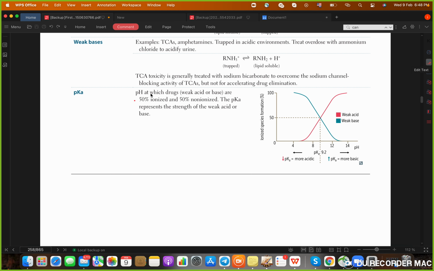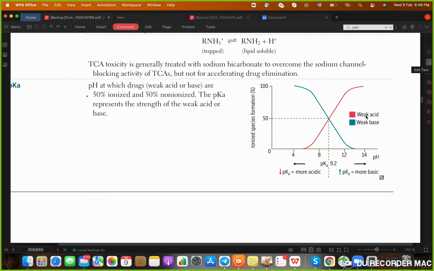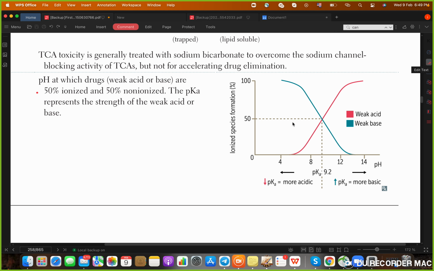So the pKa is the pH at which drugs, weak acids or bases, are 50% ionized and 50% non-ionized. The pKa represents the strength of the weak acid or base. So let's try to think about this. They write here, ionized species formation.